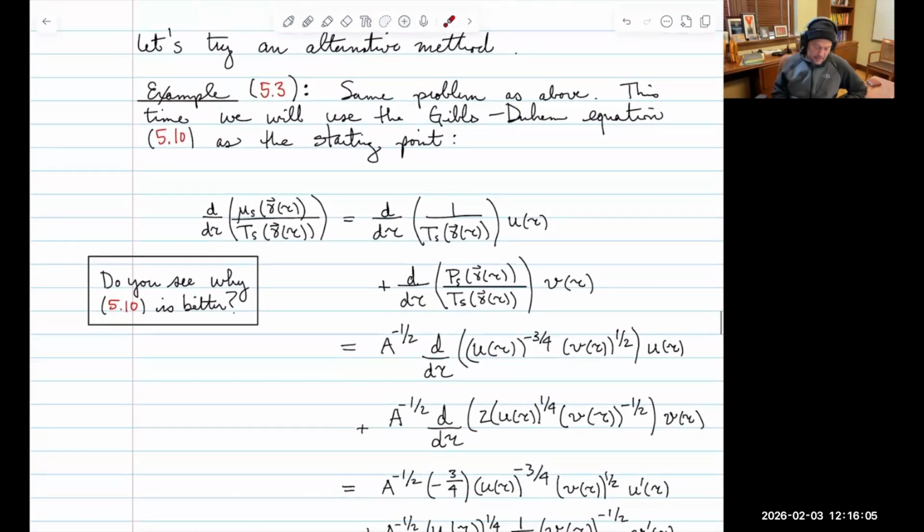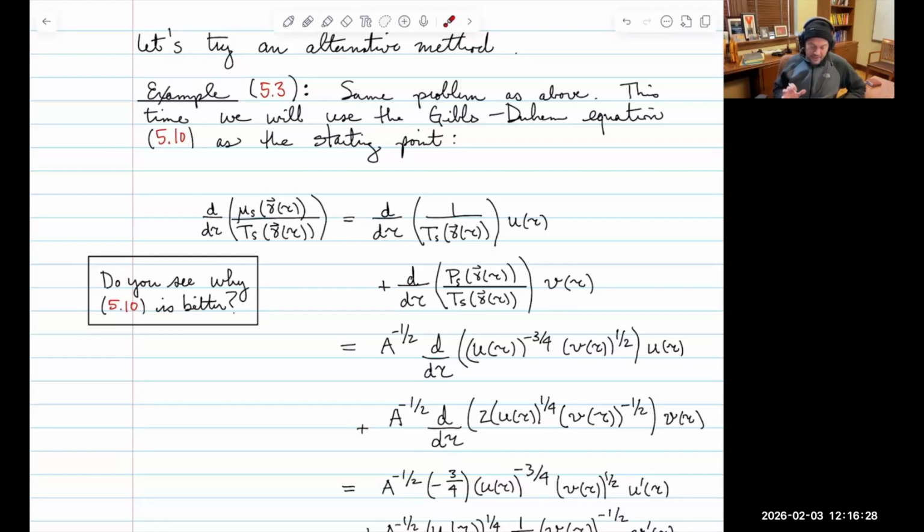Now, let's try another method for doing this. Let's try exactly the same problem above, but this time we're going to use the Gibbs-Duhem equation to recover the fundamental relation. The way we're going to do this, and I'm not going to check all the work here, and the reason I'm not going to check all the work is it comes out to give exactly the same answer as before, so I'm trusting that everything is correct.